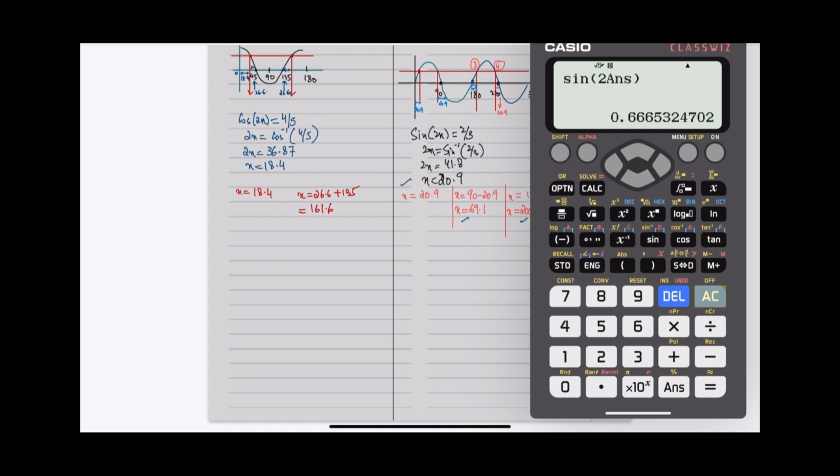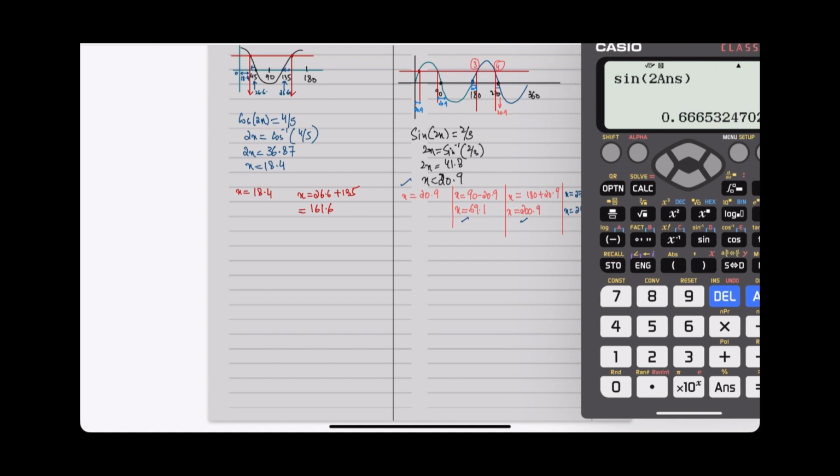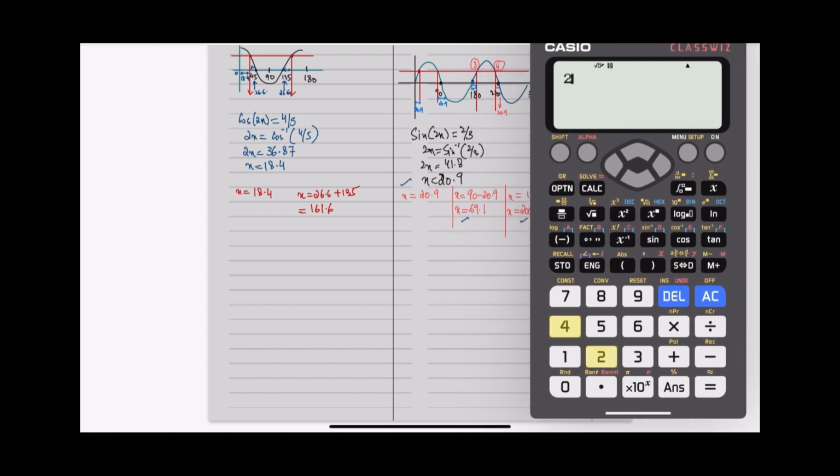The third value was 200.9. And now if I plug in the same, it gives you the same value again. And the last one is 249.1. Plugging in sine 2 times answer gives you the same.